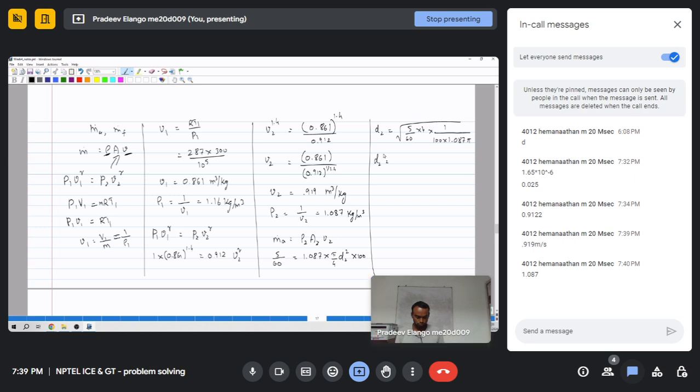So 0.031. What is the unit? Sir, this is in meters, so in mm it will be 31 mm. We have used everything in SI units, so we have got this diameter in SI.